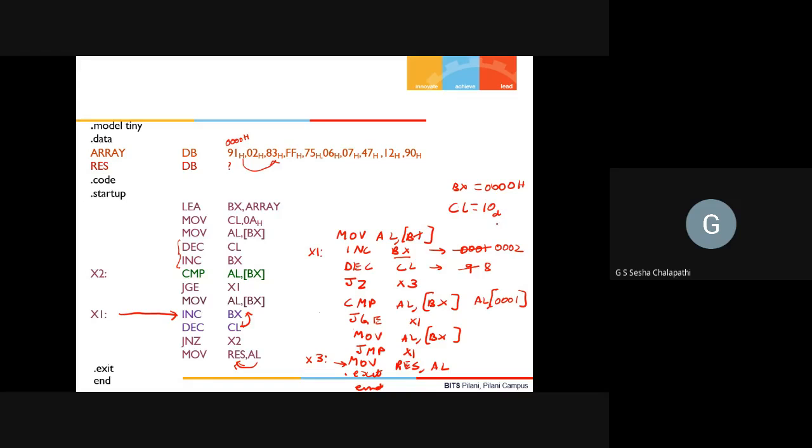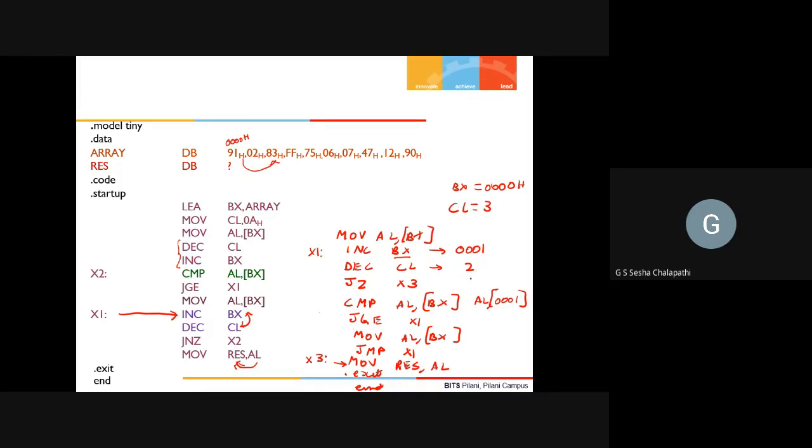I'll just change it a little bit. Instead of 10, let us just have 3 to actually check it. Initially it was 3, so that will become 2 when it comes here. First byte has moved into AL. I incremented BX, that became 0001. BX has become 1. CL now has become 2 from 3.